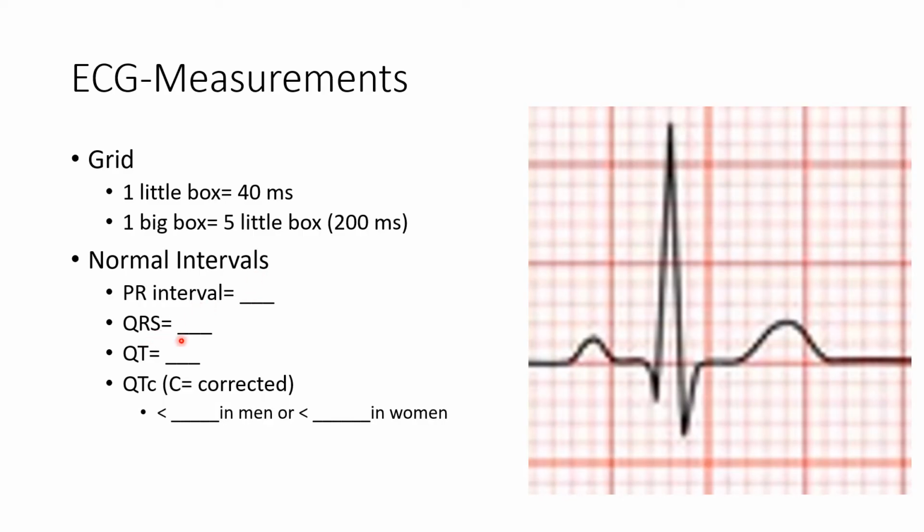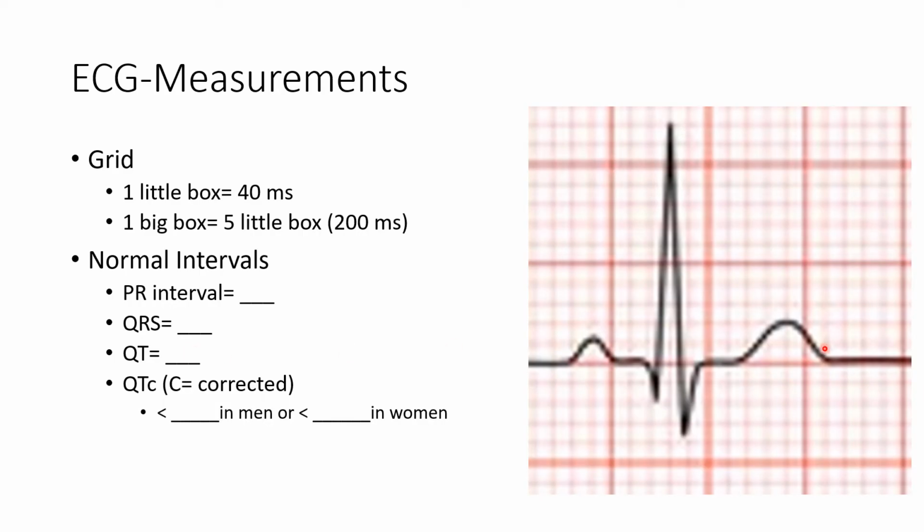Now let's measure their QRS complex. 1, 2. There's the end of the S. That's 2 small boxes or 80 milliseconds. A normal QRS complex is less than 120 milliseconds. Let's measure their QT interval now. Start at the Q. 1, 2, 3, 4, 5, 6, 7, 8, 9. Maybe 9? Maybe into 10? 9 times 40 is 360 milliseconds. A normal QT interval is less than 400 milliseconds.